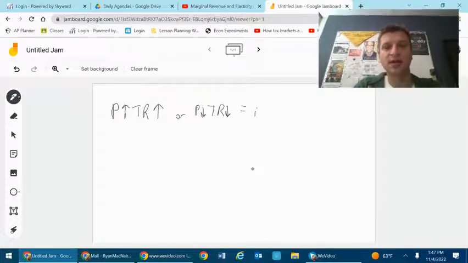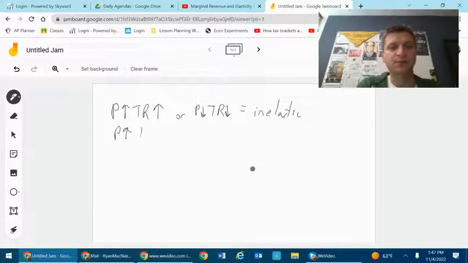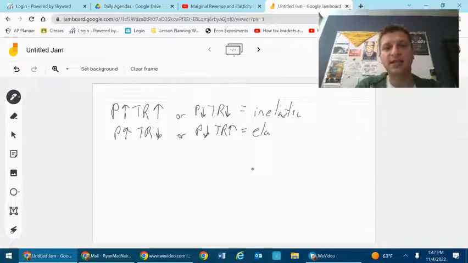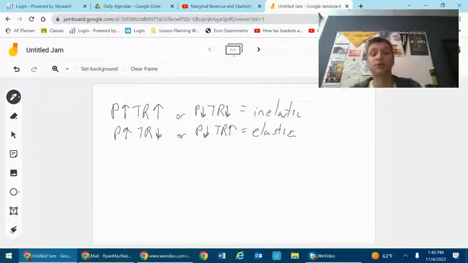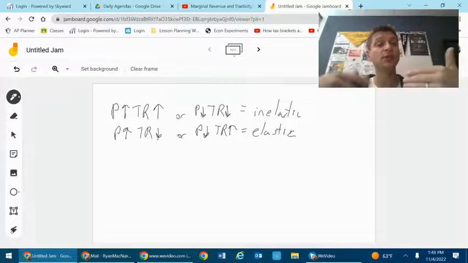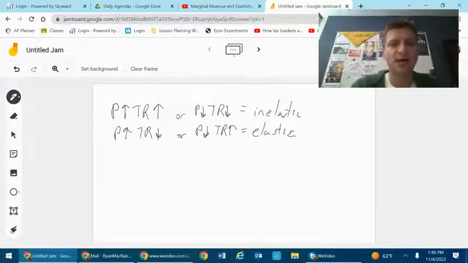then that means you are inelastic. If they move in opposite directions, so if price increases while total revenue decreases, or if price decreases when total revenue increases, then that is an elastic portion of the demand curve. And if the price change yields no change in the total revenue, then that is unit elastic. So it's important that you keep those relationships in mind.